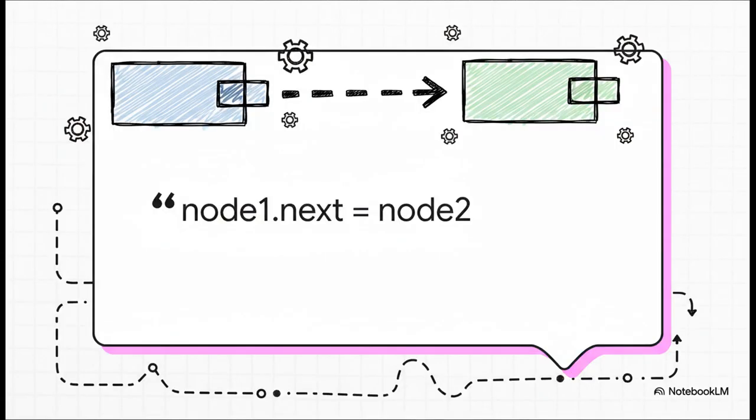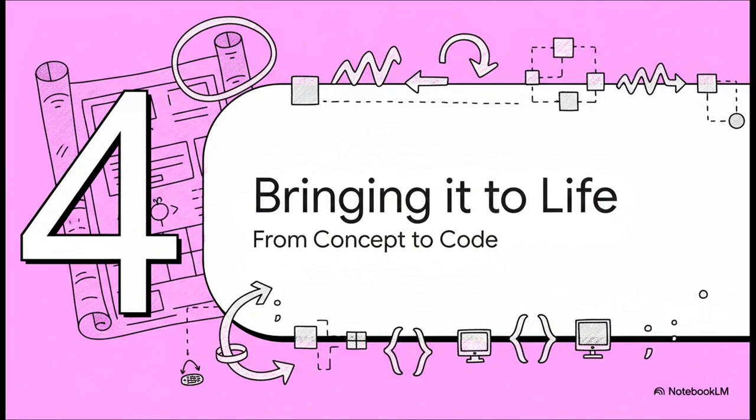And you know what the best part is? The code to do this is ridiculously simple. In most languages, it's just a single line. Node1.next equals node2. That one little assignment creates the entire connection. It's that easy. So we've got the visual, we've got the basic command. Let's see how this actually looks when you write it out in a little bit of Java code. Don't worry, it's not scary.